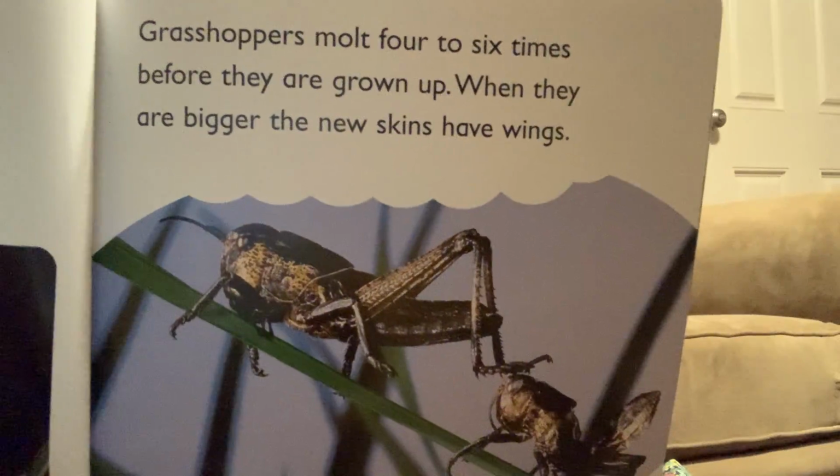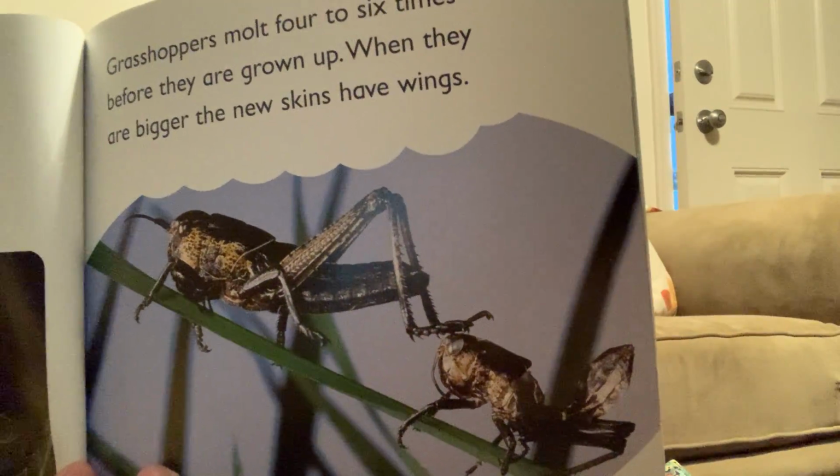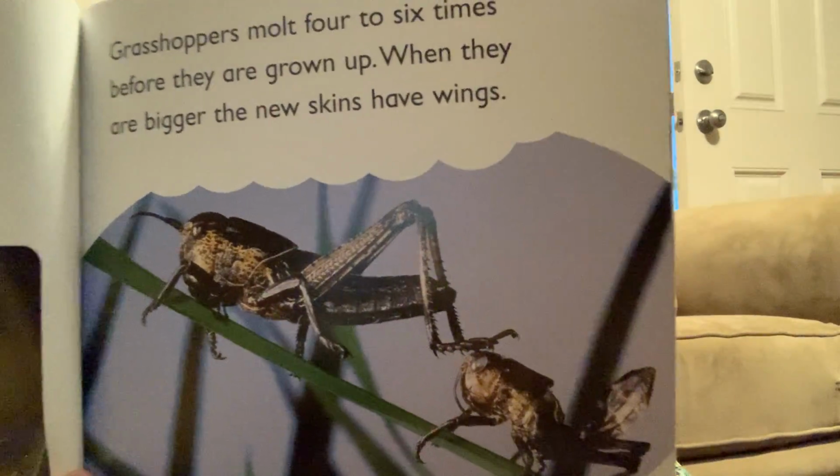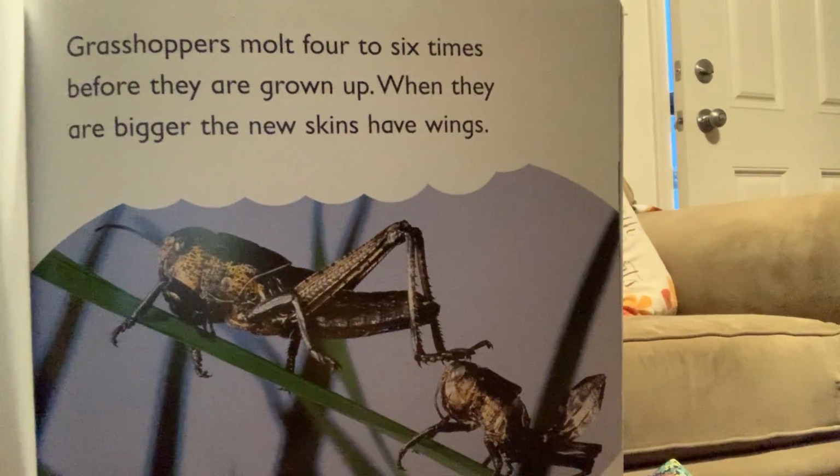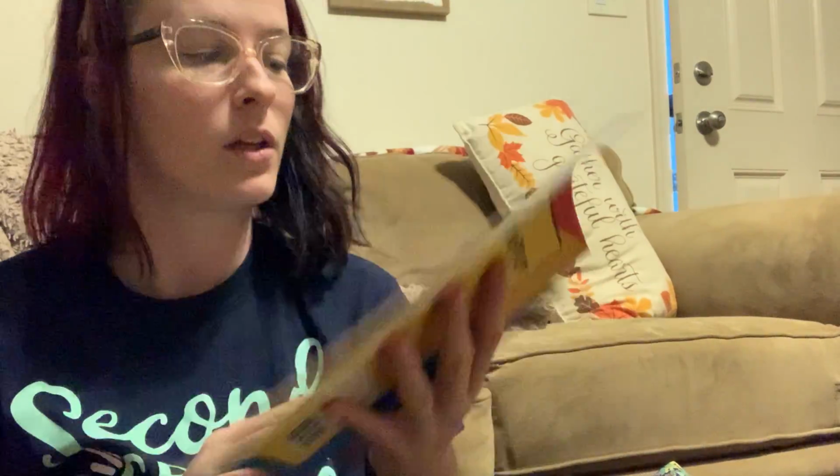Grasshoppers molt 4 to 6 times before they're fully grown. When they are bigger, their new skin has wings. Oh, so like when I get bigger and I'm an adult, and then they get bigger and they're adults, but they get wings. I want wings. That's not fair. Life would be so much more fun as an adult if I had wings.